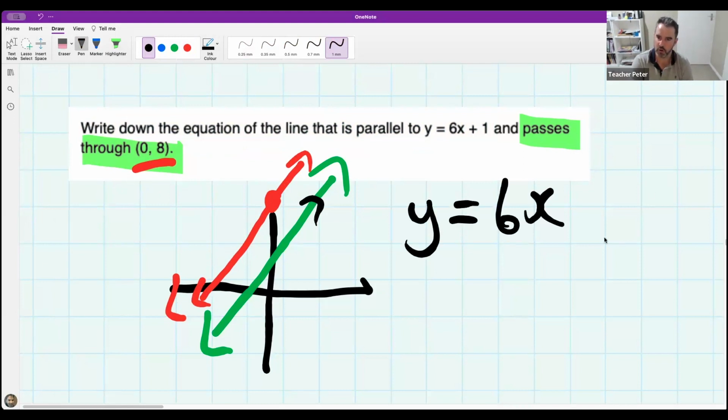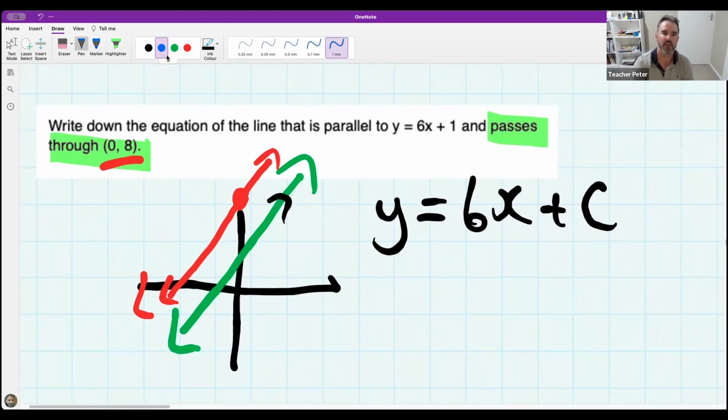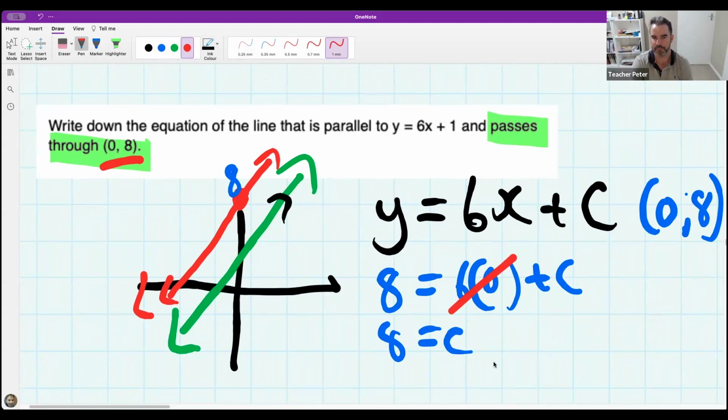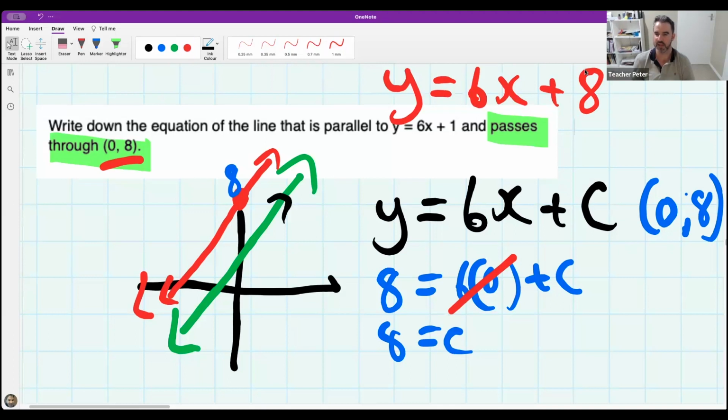I think we all know that if it's parallel, the gradient must be the same. But what we don't know is what the C value is. But what's lovely about this C value is if x is 0, it's actually giving you the y-intercept. Now you can plug the value in, it's not wrong. So let's do that. I'm putting a 0, but what is C going to be? C must be 8, because 6 times 0 does nothing. So the equation of the red line is going to be 6x plus 8.